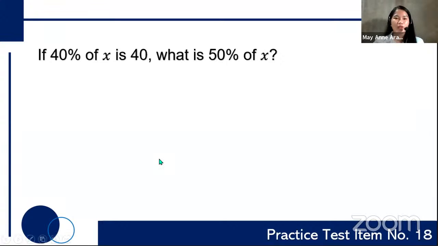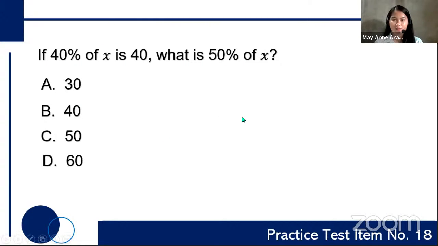Next question. If 40% of x is 40, what is 50% of x? A 30, B 40, C 50, D 60. Okay. Kahit walang computation yan, dali lang. Yes, the correct answer is letter C. So, since 40% is equal to 40, automatic the value of x is 100. And what is half of 100 or 50% of 100? So, 50. Yun lang yan.